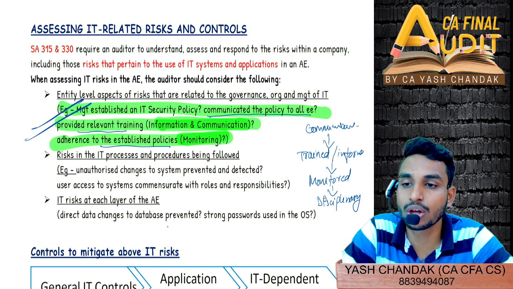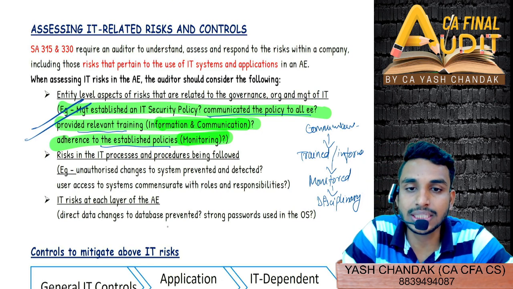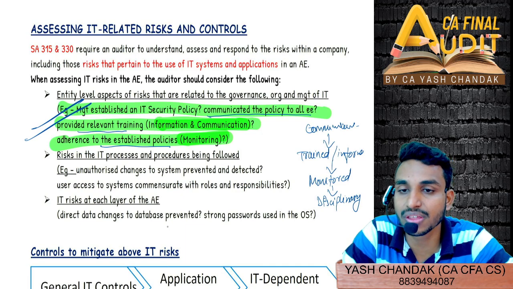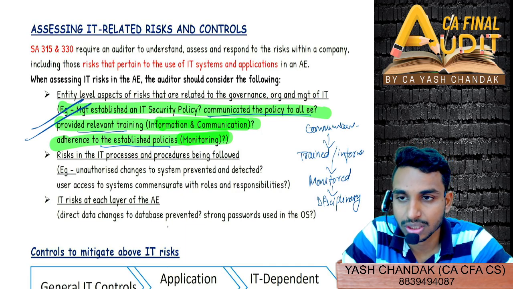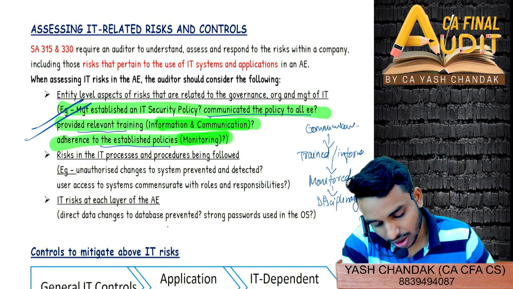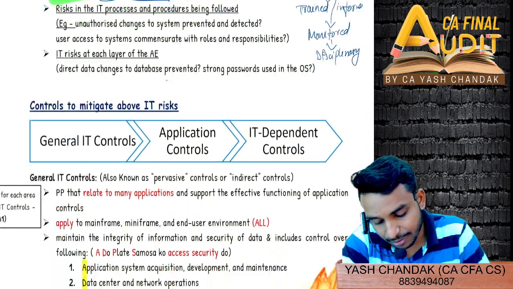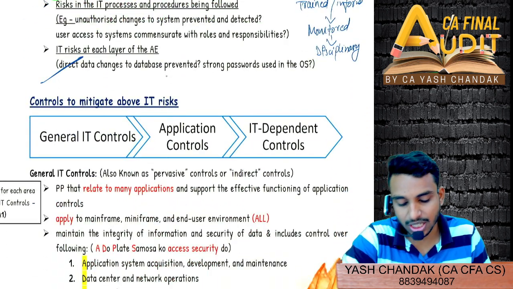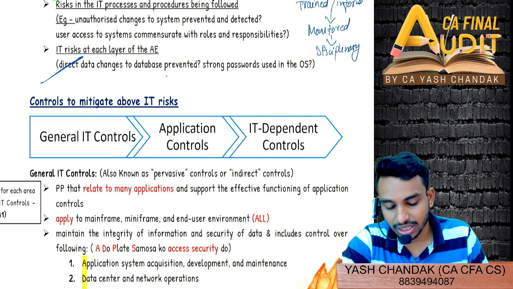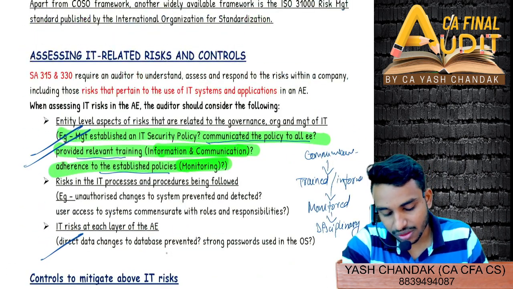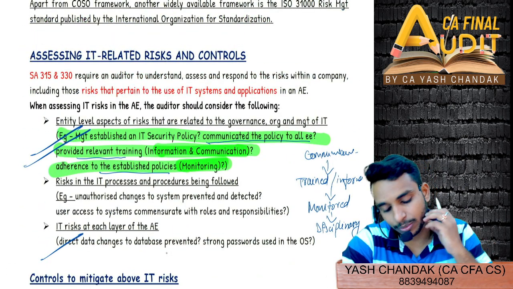Still not able to recall? SA 250 first answer. So risk in the IT process and procedure that is being followed, and the IT risk at each layer of the automated environment. So that is our overall consideration of assessing the IT risk in an automated environment.